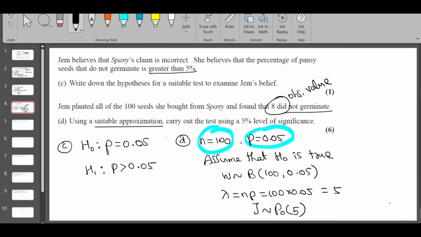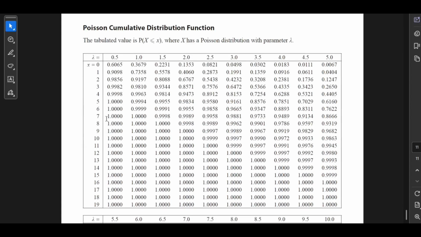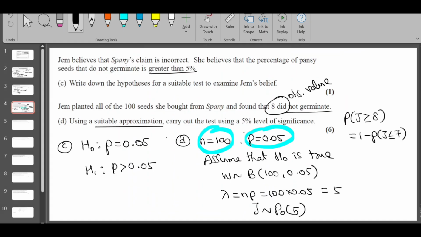And then we need to find P of J is greater than or equal to 8, which is 1 minus P of J less than 8, or less than or equal to 7. So the lambda value is 5, X value is 7. Let's use the table. The lambda is 5, the last column, X is 7 is in here, 0.8666. So 1 minus 0.8666 is 0.1334, which is bigger than the significance level. The significance level is 5%, right?